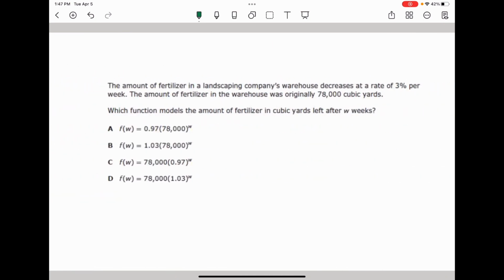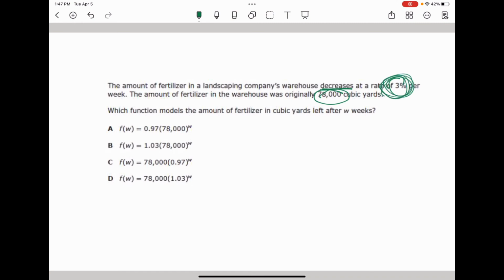So here it says the amount of fertilizer in a landscaping company's warehouses decreases at a rate of 3% per week. The amount of fertilizer in the warehouse was originally 78,000 cubic yards. Which function models the amount of fertilizer in cubic yards left after W weeks? So here's my red flag.